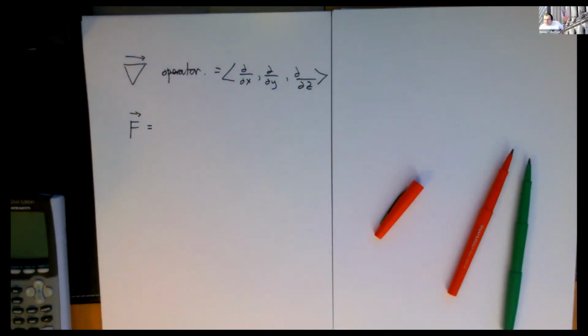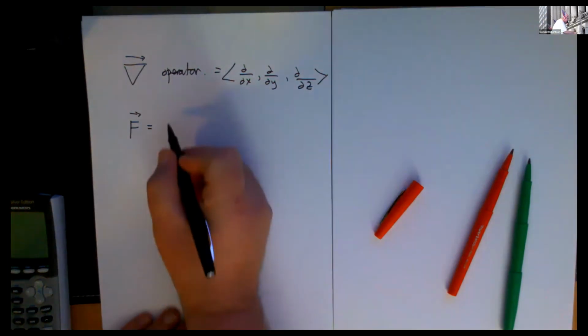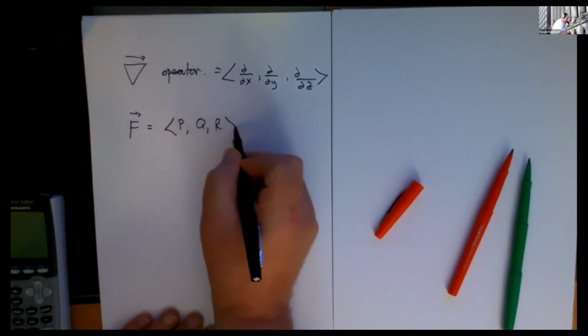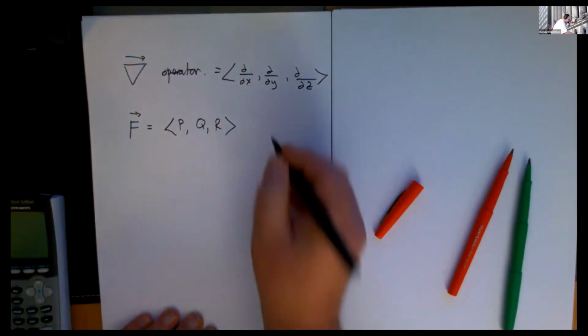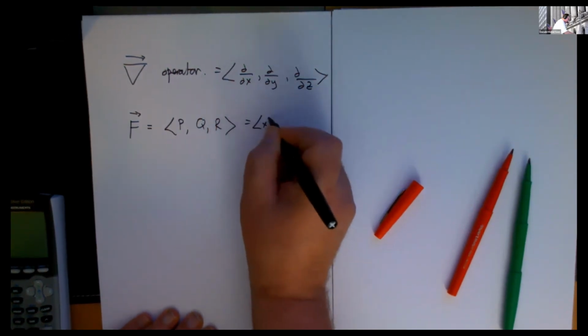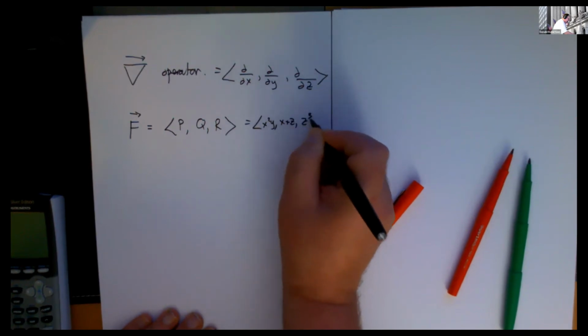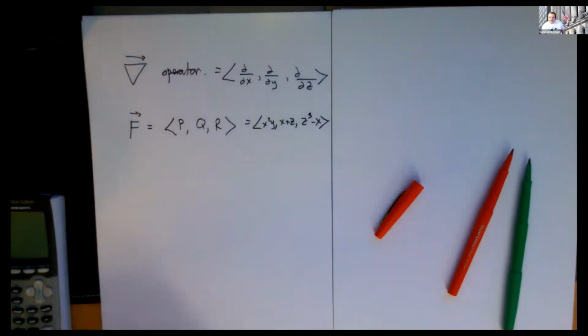Okay. Now, our generic vector fields, right? It's going to be called P, Q, and R. It might be x squared y, x plus z, z cubed minus x, right? It's going to look like that, right? So P is just what goes first. Q is going to represent the middle term, right? And R is going to represent the z term, the third term.